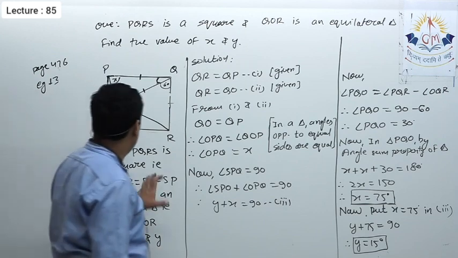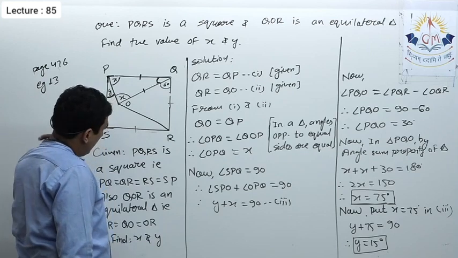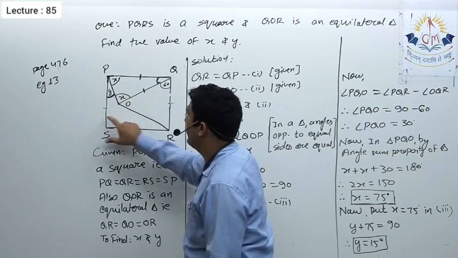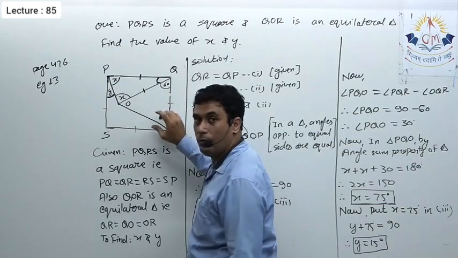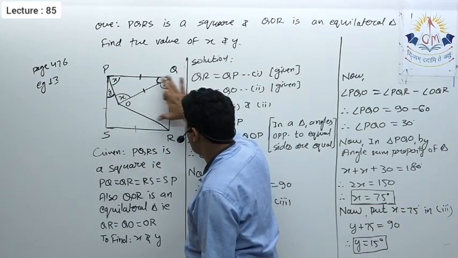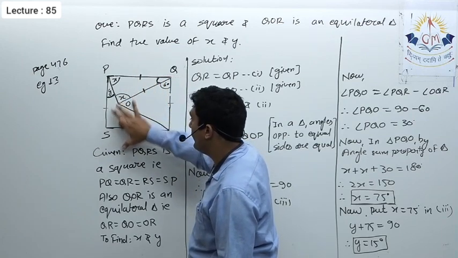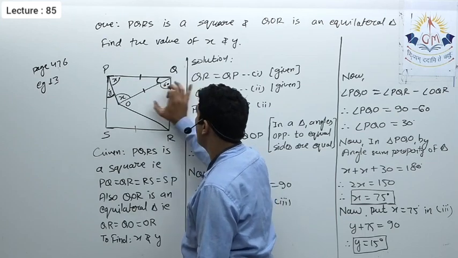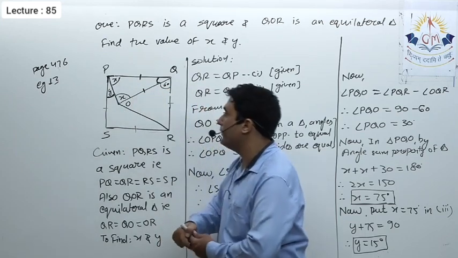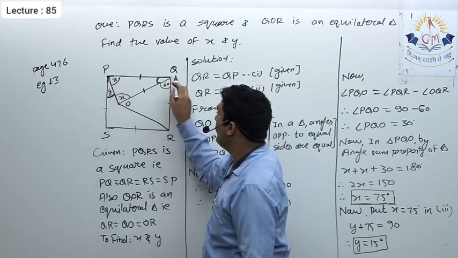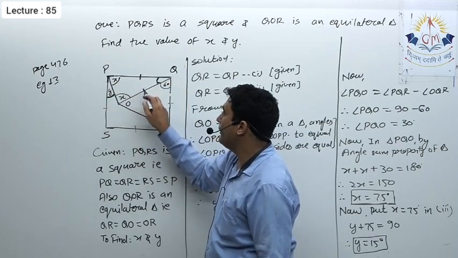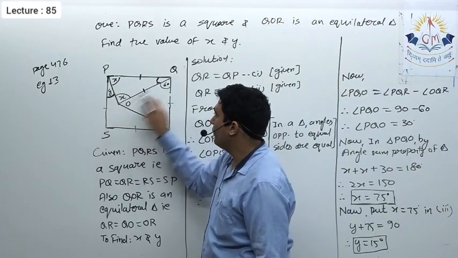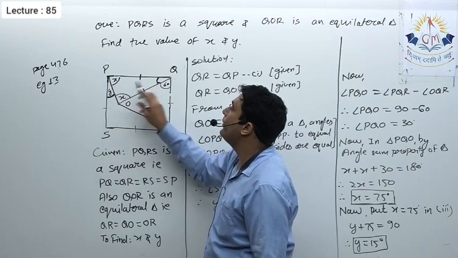Before we move to the next question, let me explain this once again. Here it was given that PQR is a square and OQR is an equilateral triangle. That means QR equal to PQ is equal to PS equal to SR. Also QR equal to QO. Also QO equal to PQ. So we started with this information only. We have PQ equal to QO. That means these two sides are equal, so opposite angles will be equal. This angle POQ is given x, so angle OPQ will be x.